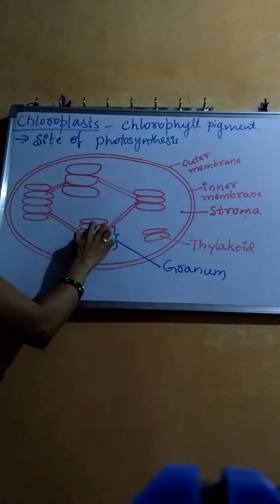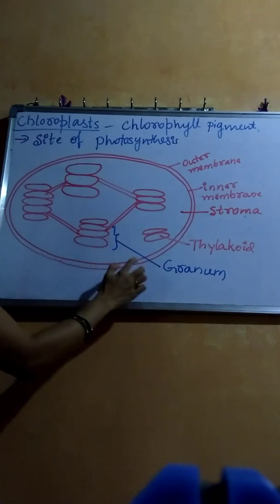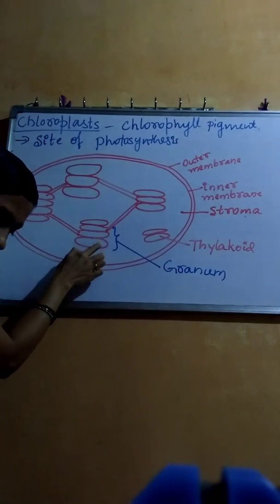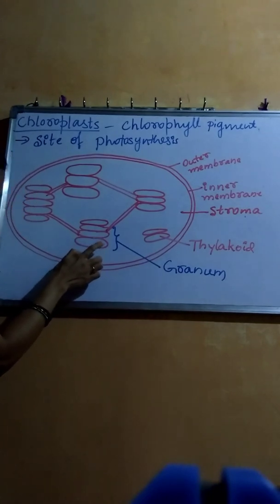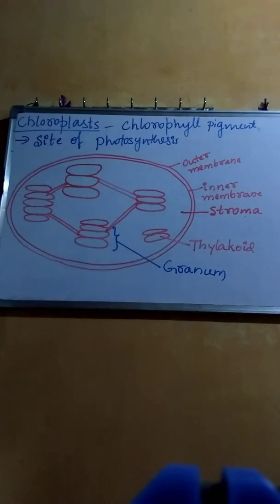The stack of thylakoids is called a granum. Plural is grana. And this thylakoid contains chlorophyll pigment. Thylakoid contains chlorophyll pigment, which traps the solar energy during photosynthesis.